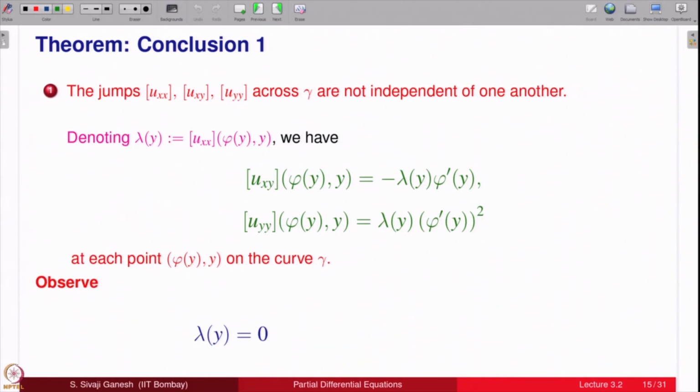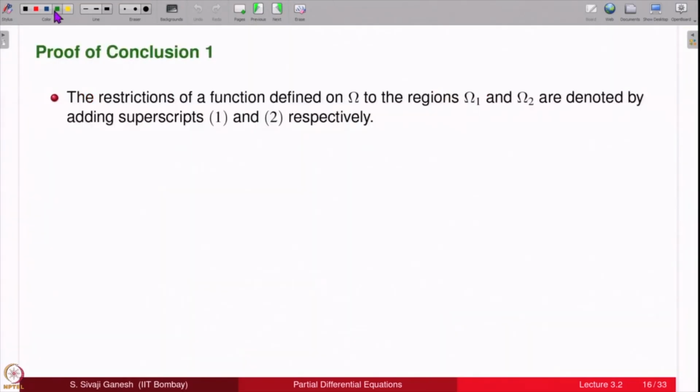Observe that if lambda y is 0, what will happen? Lambda y is 0 means the right hand sides are 0 here, which means the jumps in uxy and uyy are zeros. That means if the jump in uxx is 0, then the jumps in uxy as well as uyy are 0. Okay, let us prove the conclusion 1.